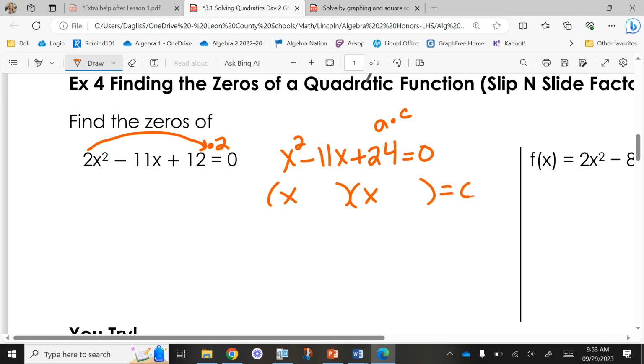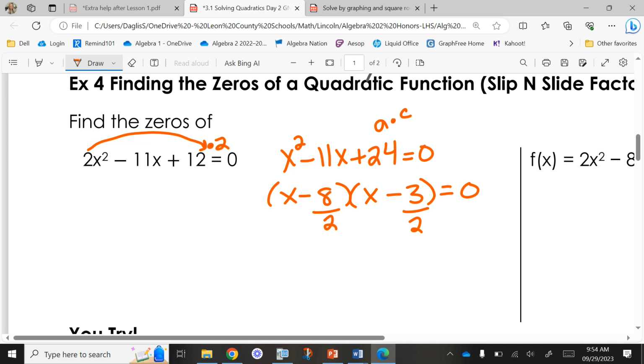It has to multiply, though, to give me 24. Some kind of an 8, some kind of a 3. Are they both going to be positive or both be negative? They're both going to be negative. Okay. So we've done the slip. We've done our basic factoring. And now we're going to slide or divide the a back out. So we're going to slide 2 out of each of these.